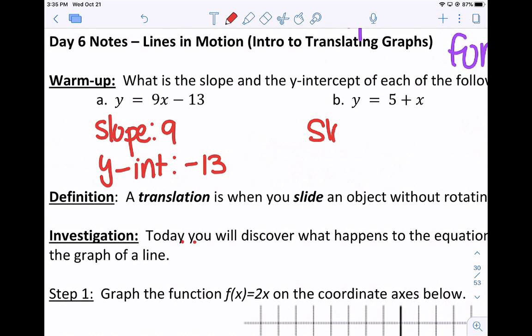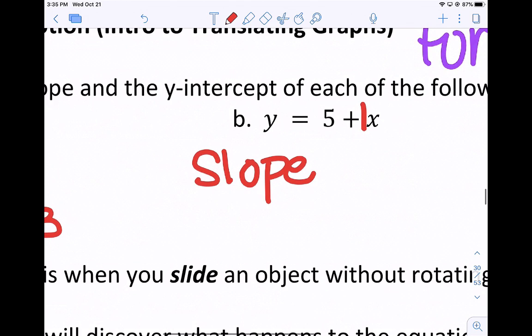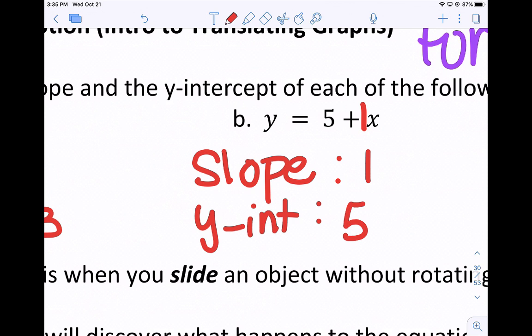Again, the slope is the number next to the x, so if there's not a number next to the x, the invisible number is 1. So if you have the equation y equals 5 plus x, the slope would be 1. You would go up 1 over 1 in each direction. So slope is 1. The y-intercept is 5.